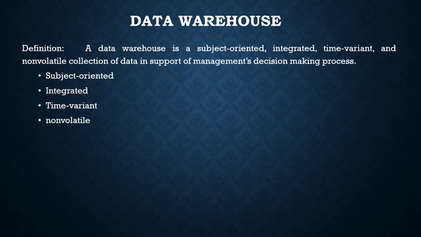Time variant means the data that is stored will be related or dependent upon time. Okay, last month's data, last year's data, or yesterday's data, depending upon the time, the data will be stored. And non-volatile. Non-volatile means the data that is stored will not be destroyed, or will be safe. It will have multiple repositories. Okay, replicated data, that I want to say.